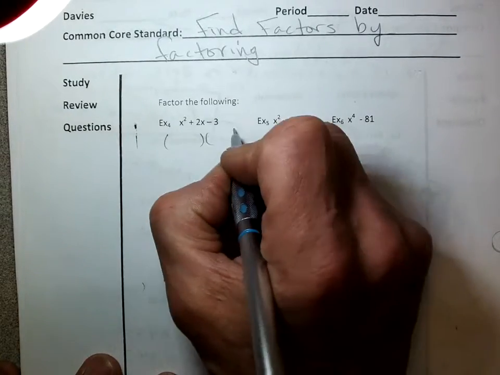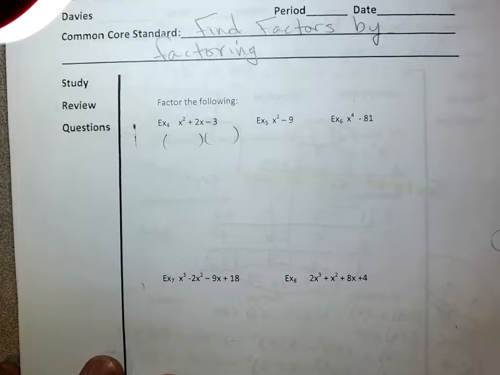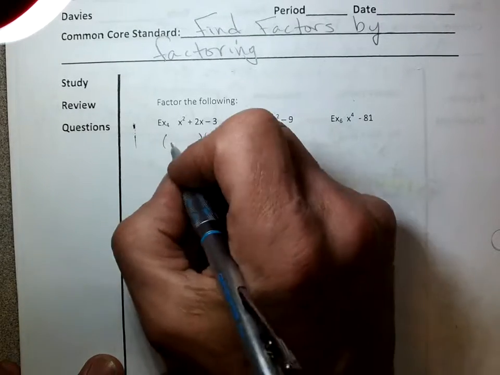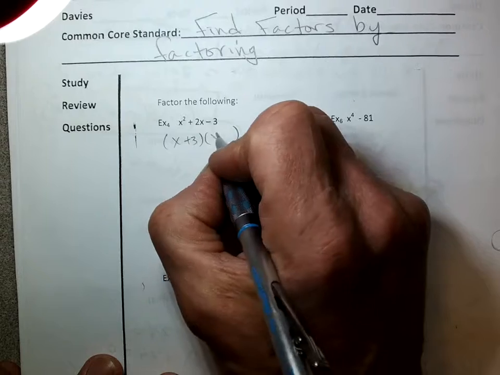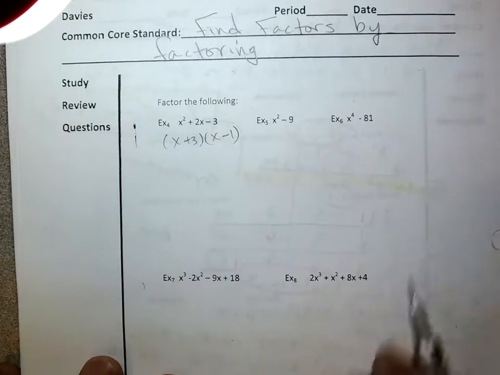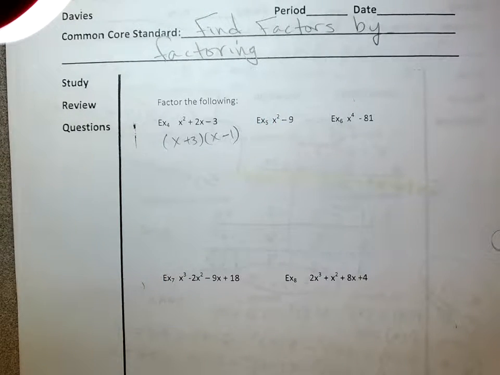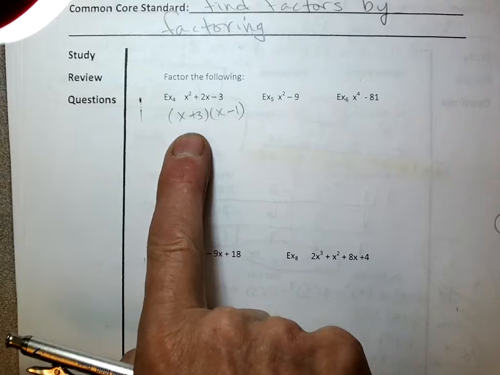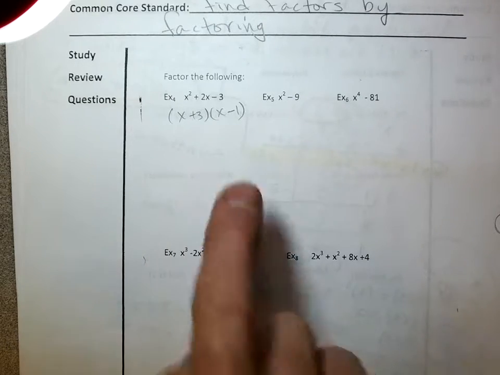So let's factor this. What do you get? x plus 3 and x minus 1. Those are its factors. So we know x plus 3 is a factor. We know x minus 1 is a factor, okay?